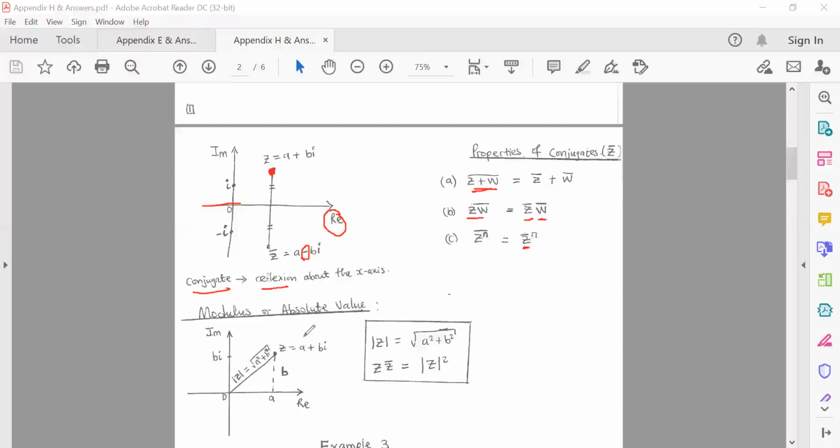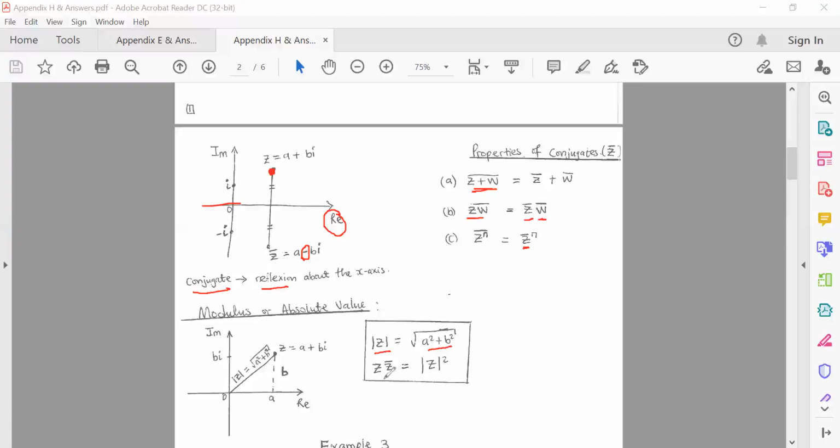And then there's something called the modulus or absolute value. The modulus or absolute value of a complex number is just the square root of the real part squared plus the imaginary part squared. If you notice, your modulus will always be positive, because you can't have the square root of some number and then have a negative result. You'll always be positive.